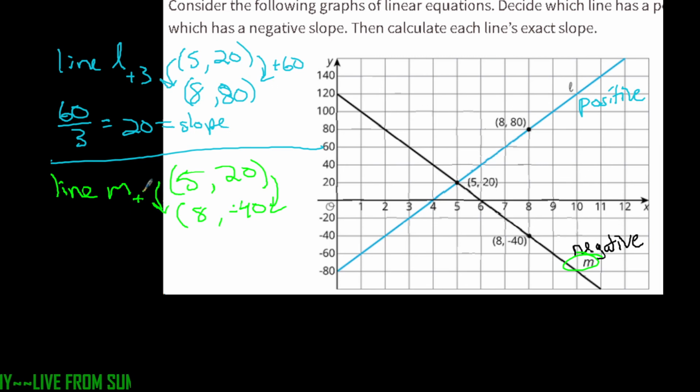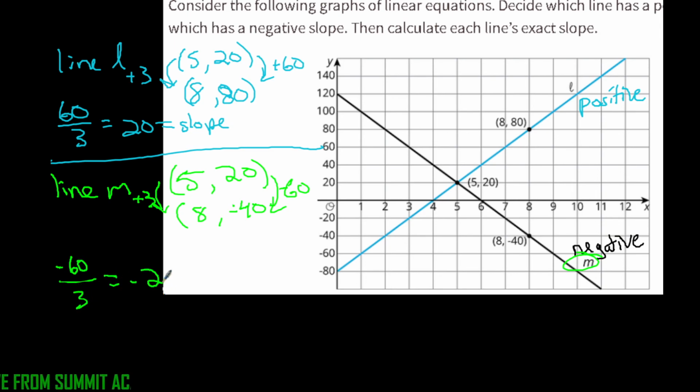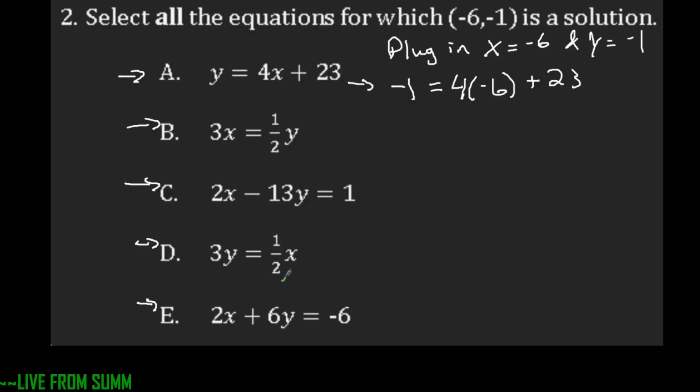I'm going to say my change in x is plus 3, my change in y is actually minus 60 this time. What does that mean? Well, that means that my slope still is negative, but my exact slope is going to be negative 20 for that line M. So again, make sure you can pause, rewind, replay. Again, go back up to that previous number 2 to finish this problem.